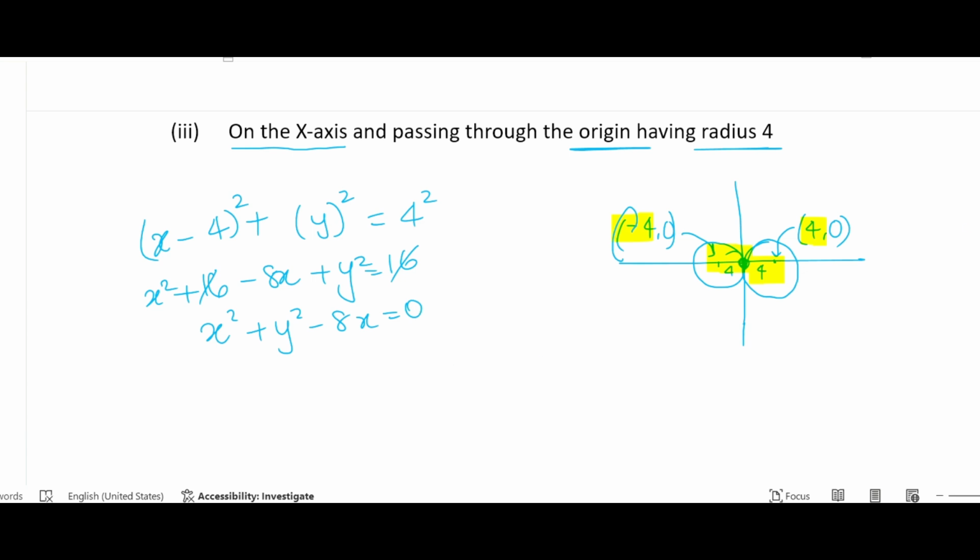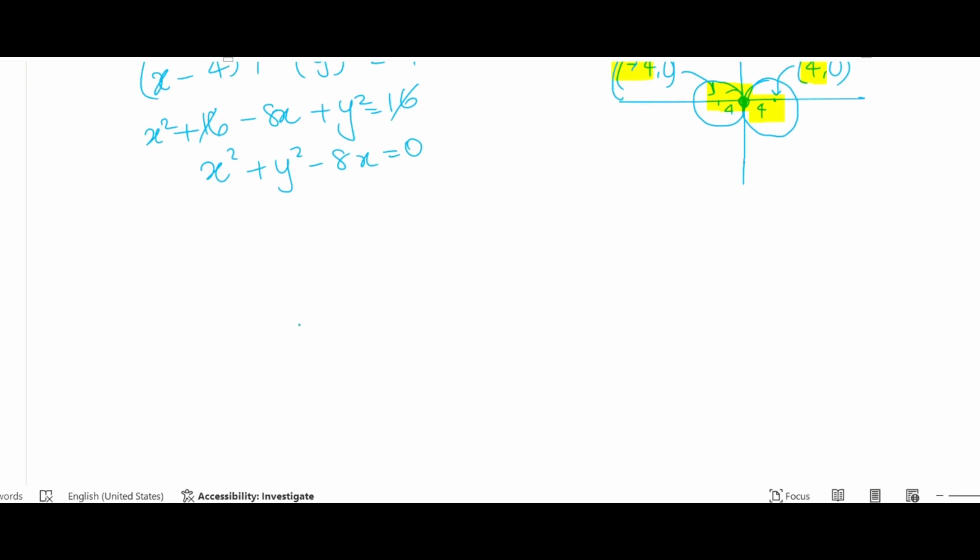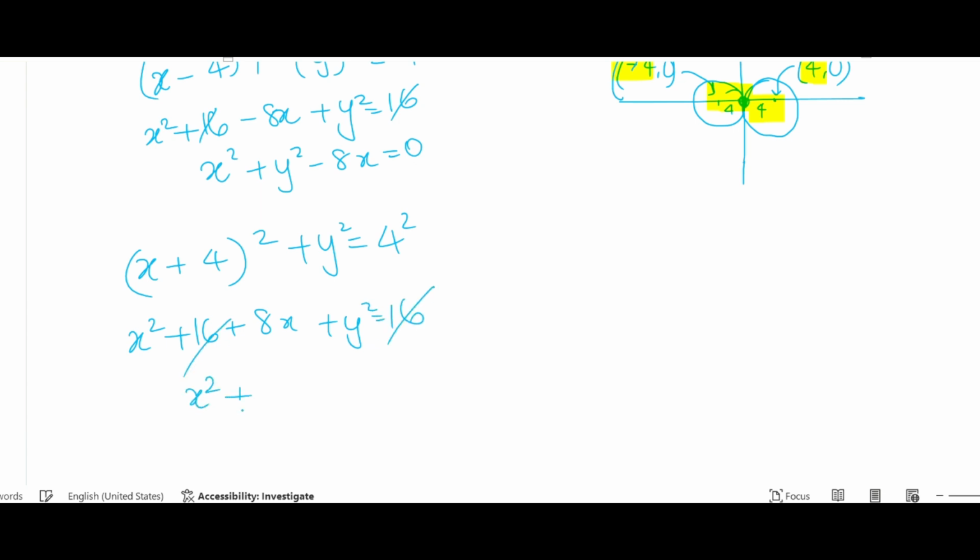Now the second equation that you can get is x plus 4 the whole square plus y square is equal to 4 square. So what will this be? It will be x square plus 16 plus 8x plus y square is equal to 16. 16 cancel off. So your final equation is x square plus y square plus 8x is equal to 0. So what are your two answers? One is this and the other is this.